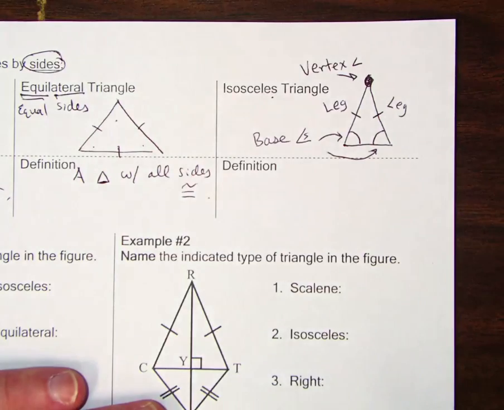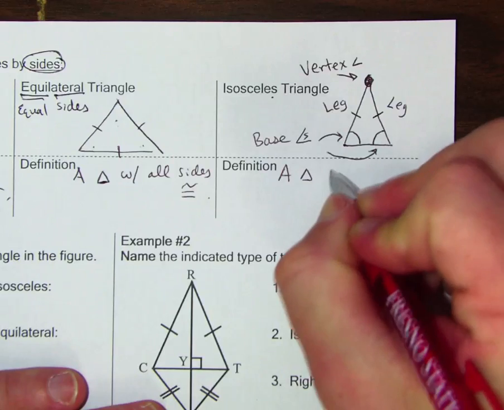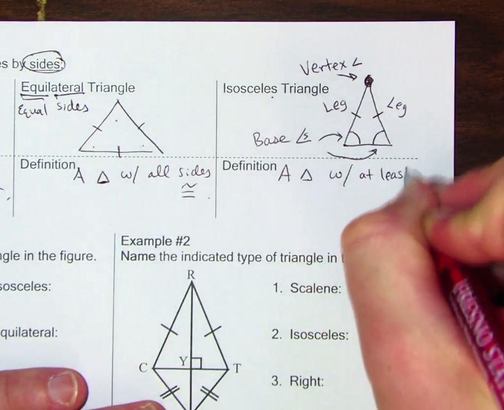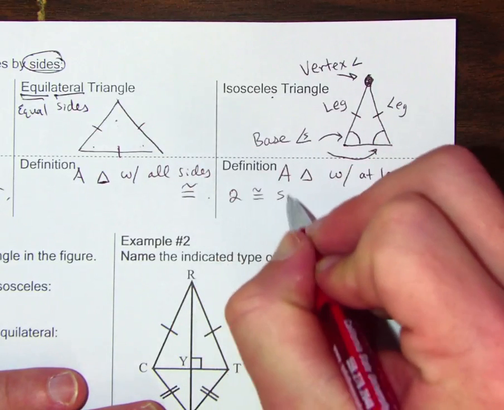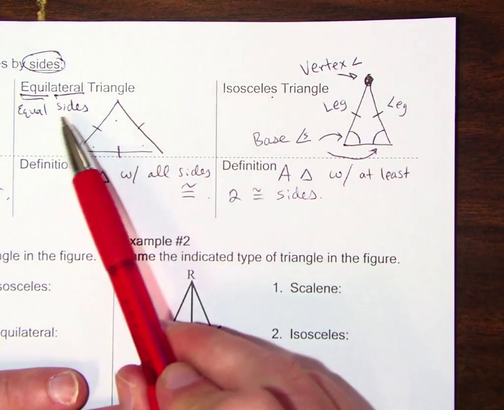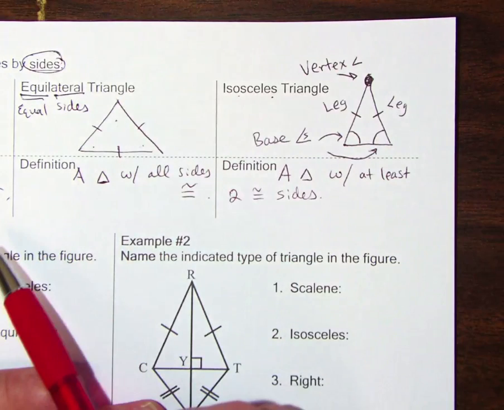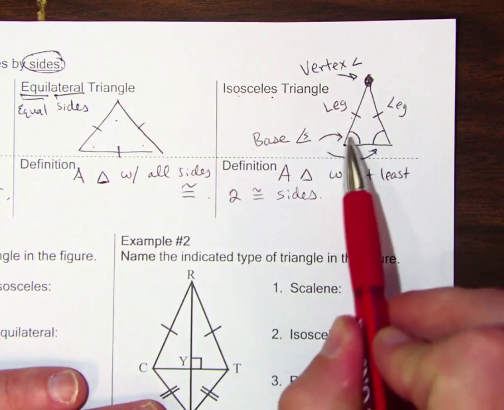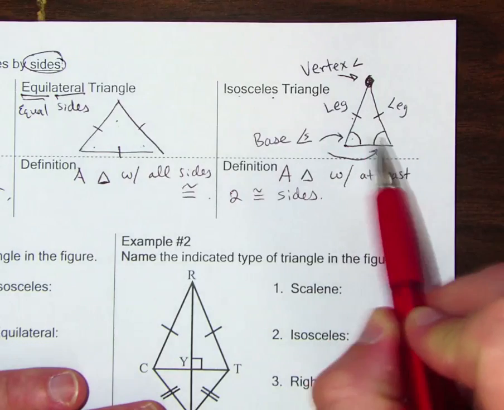And so the definition of an isosceles triangle is a triangle with at least two congruent sides. So technically that means equilateral is isosceles, but we almost never refer to it that way. So it's at least two sides congruent. It makes the base angles congruent too. The vertex angle is the angle that's not congruent to another.